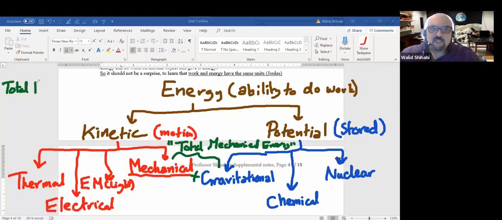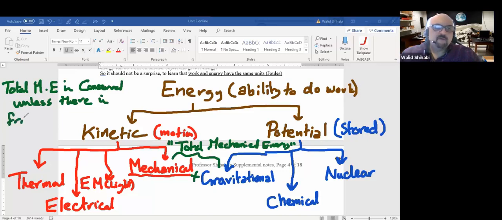So total mechanical energy, let me write it here as total ME, mechanical energy. Total mechanical energy is conserved, meaning the sum of it is constant unless there is friction. And the friction could be friction with the surface or friction from air resistance, either way.